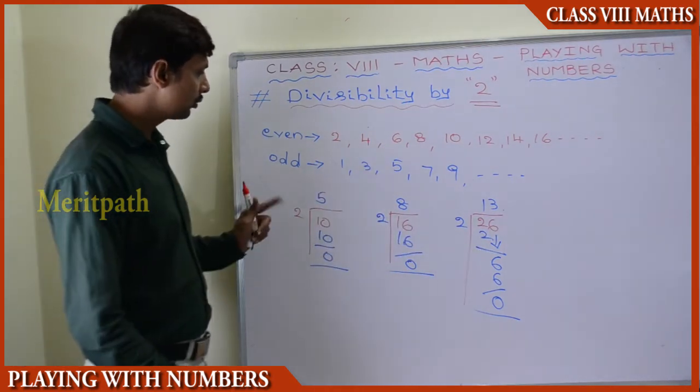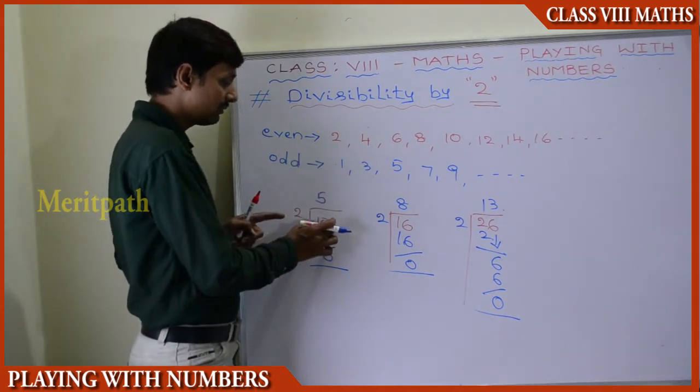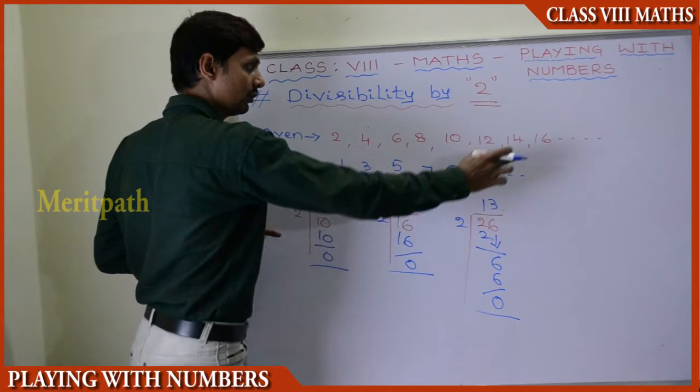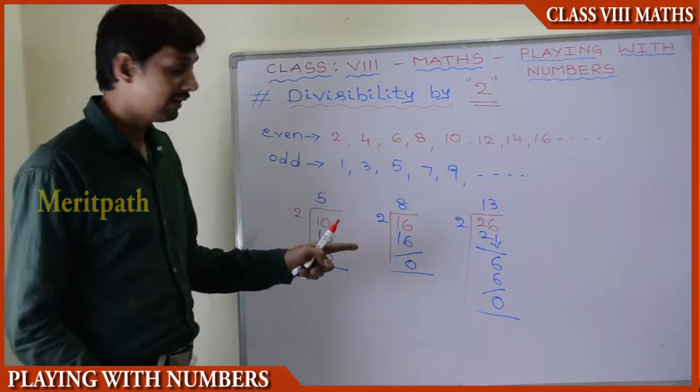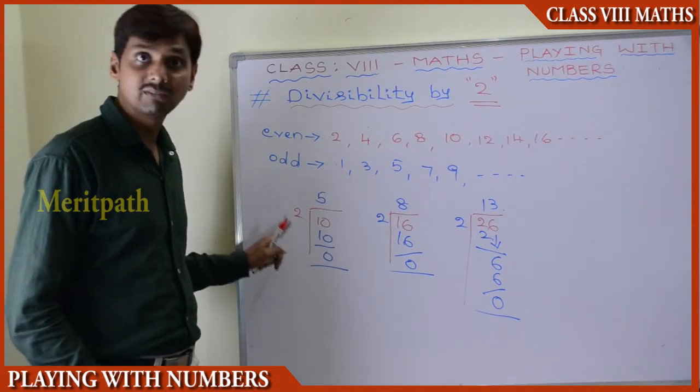Now, up to now we have taken all even numbers. From even numbers we have taken 10 and 16 and 26 and so on. We have taken 3 numbers from even numbers. They all are completely divisible by 2.